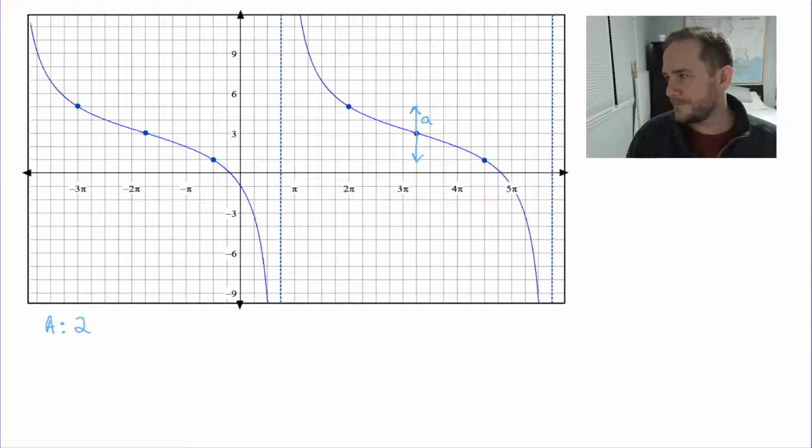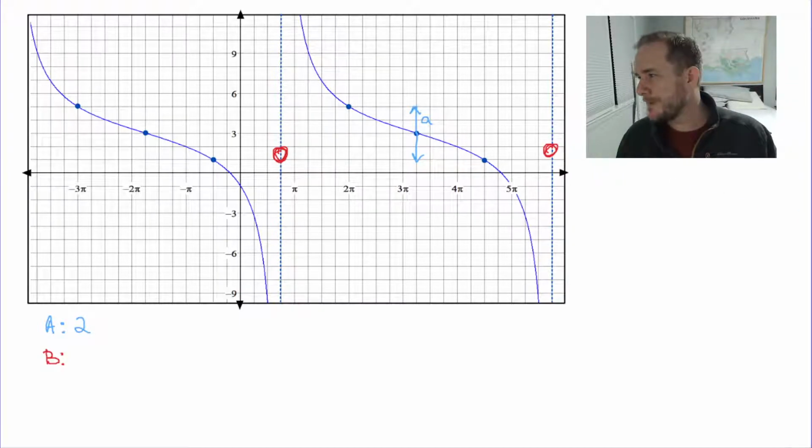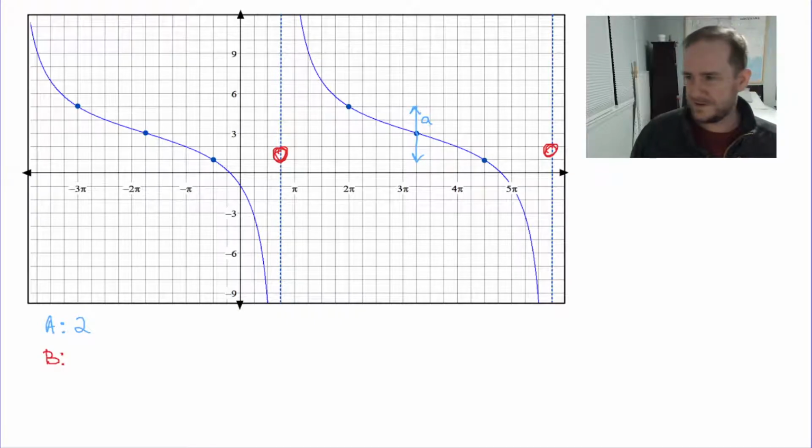All right, next we would find B. B still comes to us courtesy of the period. And the period is going to be asymptote to asymptote. Let's try that cheat again, where basically you just circle these guys. You know what? Let's not cheat. Let's try to do this the right way. So the right way would be to actually find these x coordinates and then subtract them.